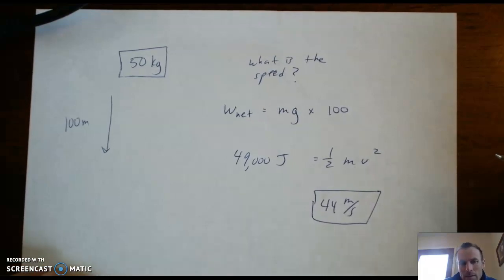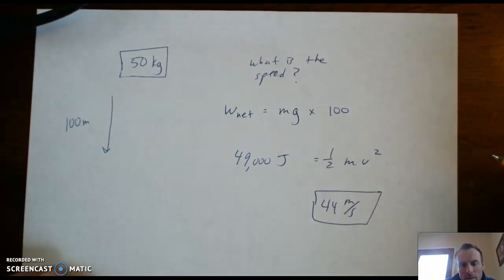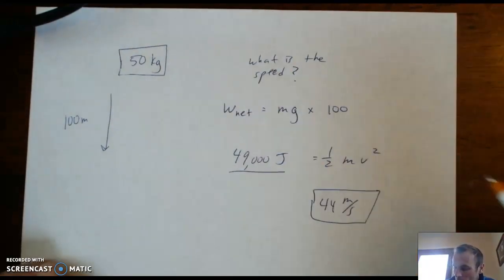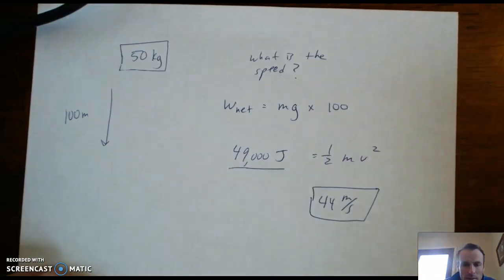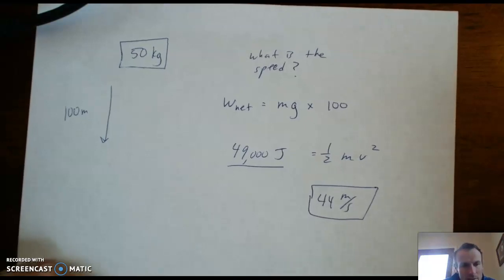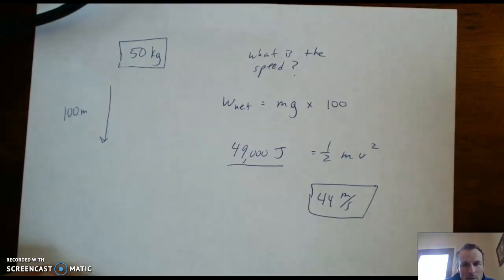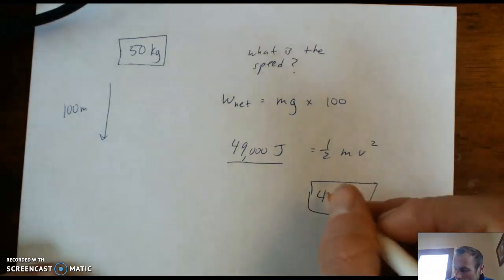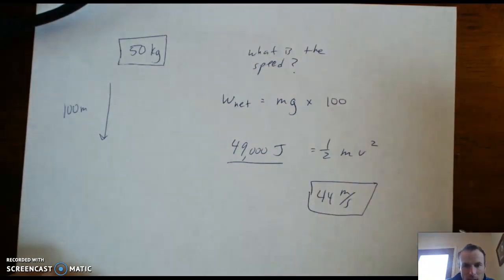So how does that help us find the velocity of the box? Well, if we remember the net work energy principle, the net work equals the change in kinetic energy. So if this is my net work, 49,000 joules, I can set that equal to the kinetic energy equation and solve for the velocity at the bottom of the drop. And so all you have to do is multiply by 2 and divide by mass, square root it, and you have the final velocity of 44 meters per second.